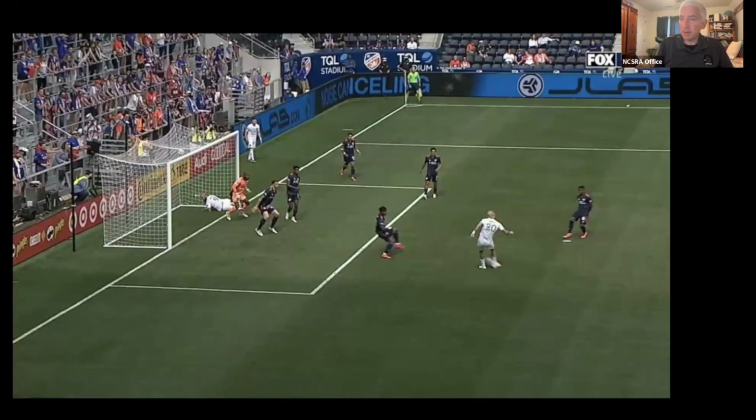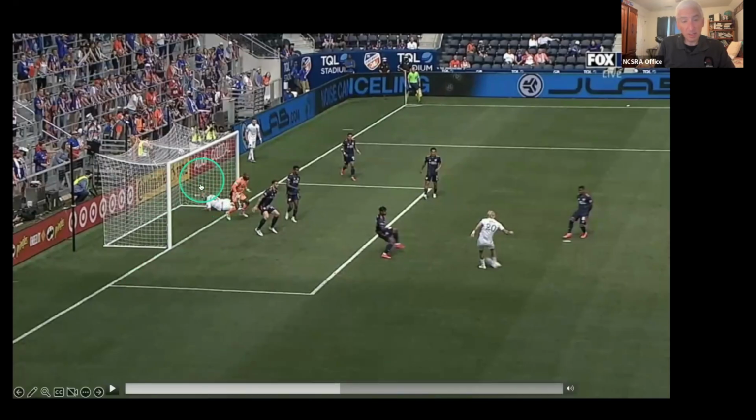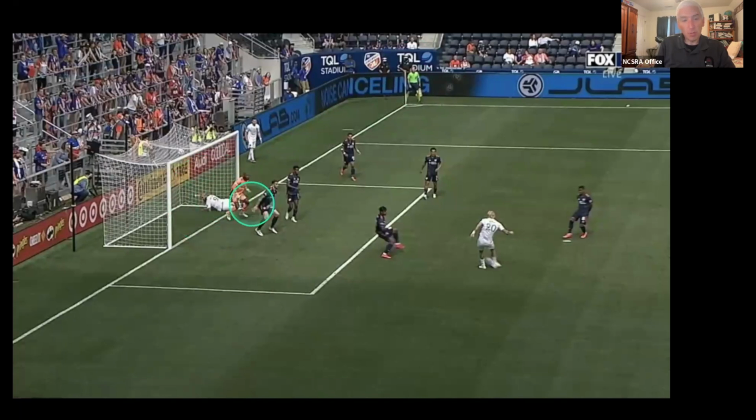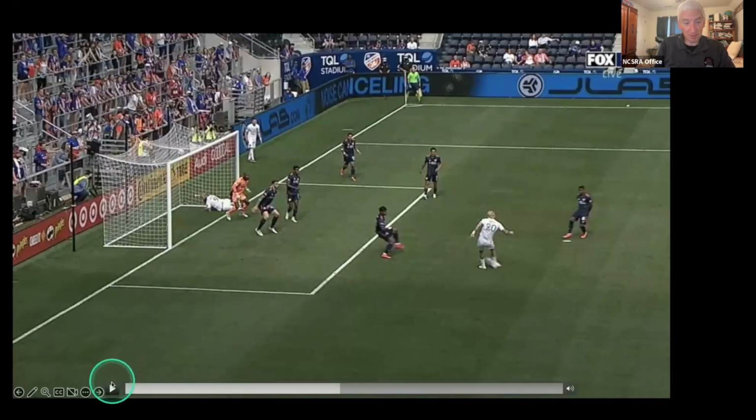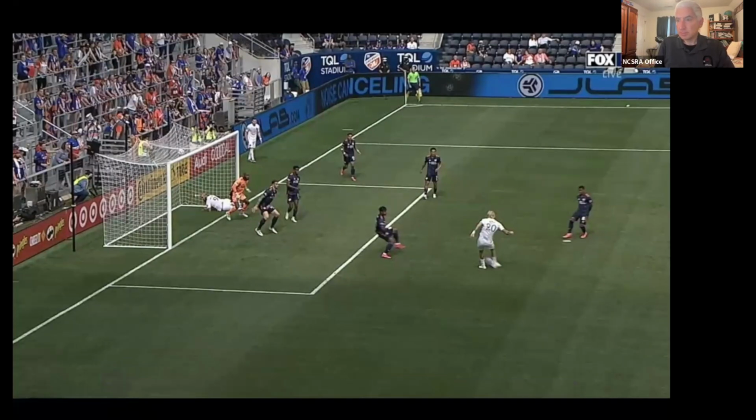Because he's off the field, right? So the answer is if he's interfering with the opponent, yeah. But in this case, most of him is in the goal. But the one part of him that is not in the goal is where the ball hits. There's a lot of space on the right-hand side, and you see Gonzalo is lying in the net.